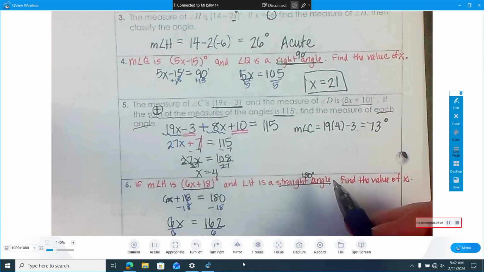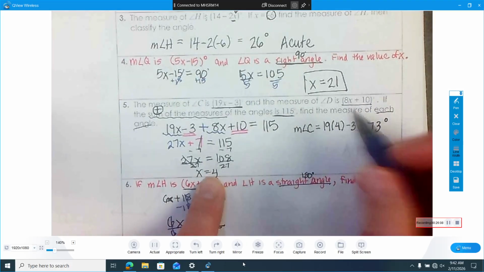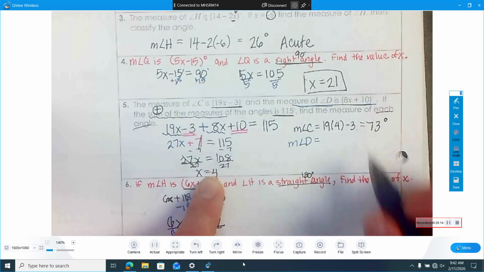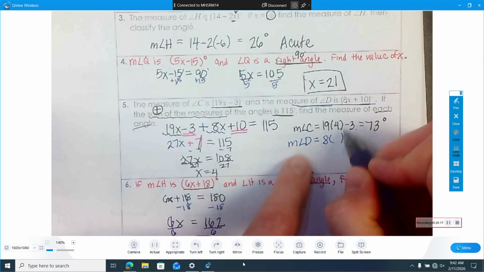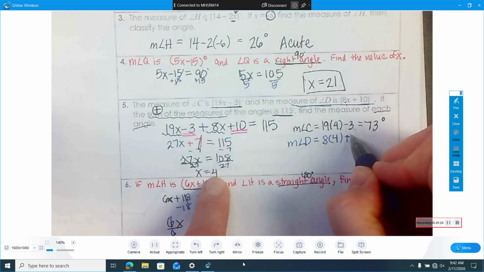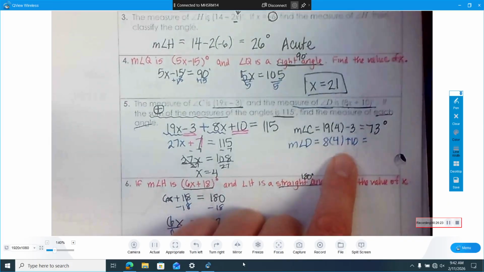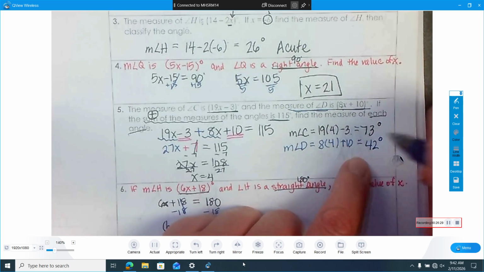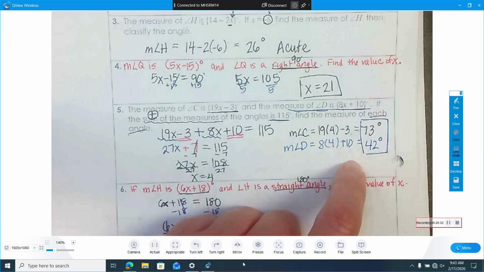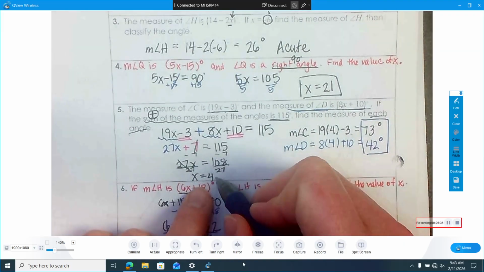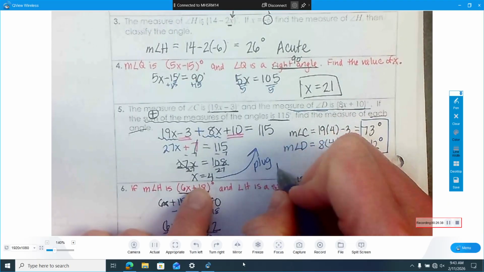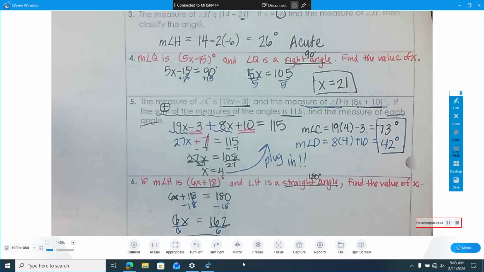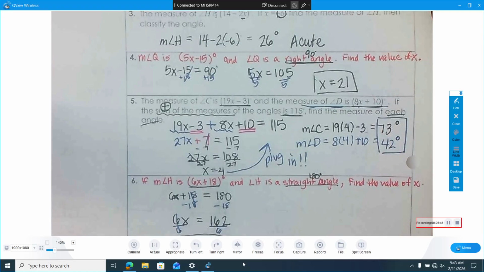And this is a lot of geometry, just taking your answer and plugging it back in. Here we have the measure of angle D. So the measure of angle D is 8x, and we're going to, again, plug in our 4 and add 10. What's that become? Yeah, 32 plus 10 is 42 degrees. So these are our two answers that we were looking for. So a lot of times you got to go and plug them back in to make sure you finish that section up. Okay? Do you have questions so far?